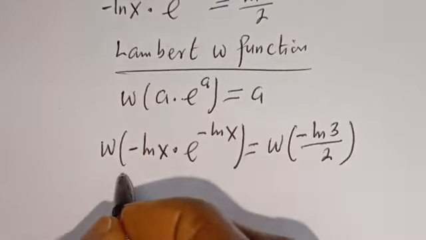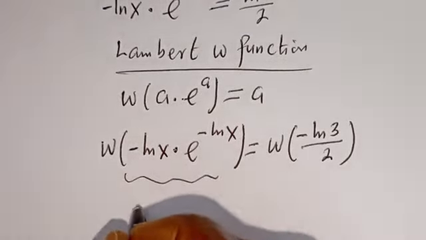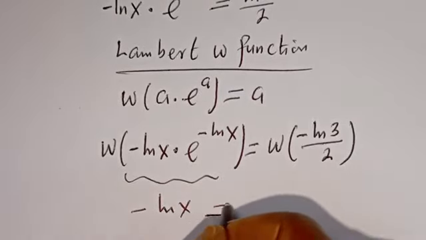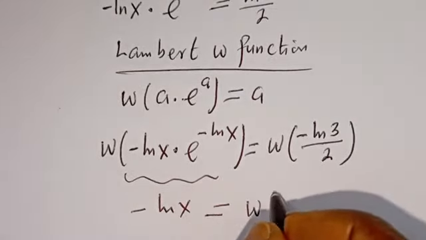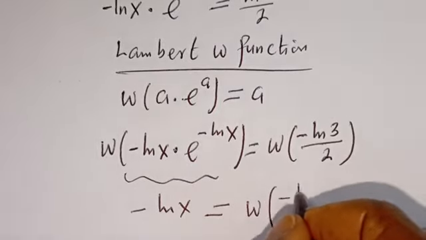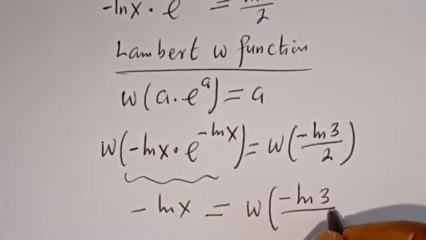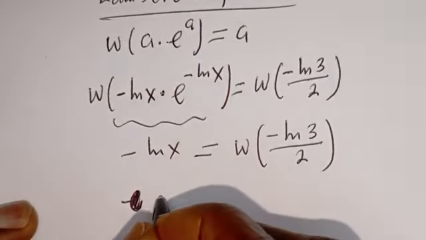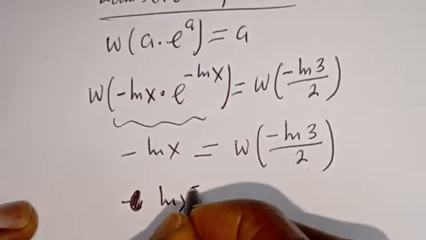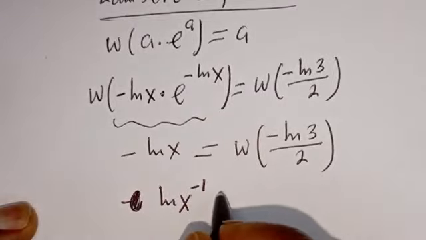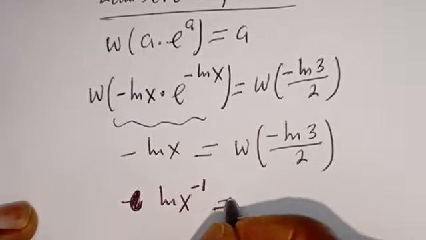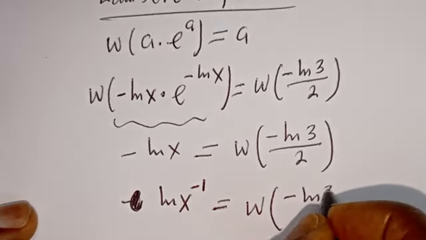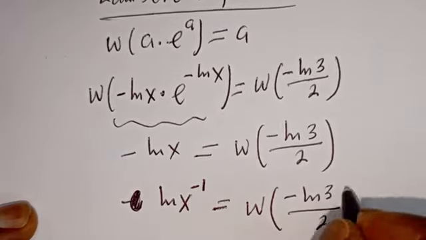Then from here, the whole of this is minus ln of x, which is equal to W bracket minus ln of 3 divided by 2. Now, this can be written as ln of x to the power of minus 1 is equal to W bracket minus ln of 3 divided by 2.